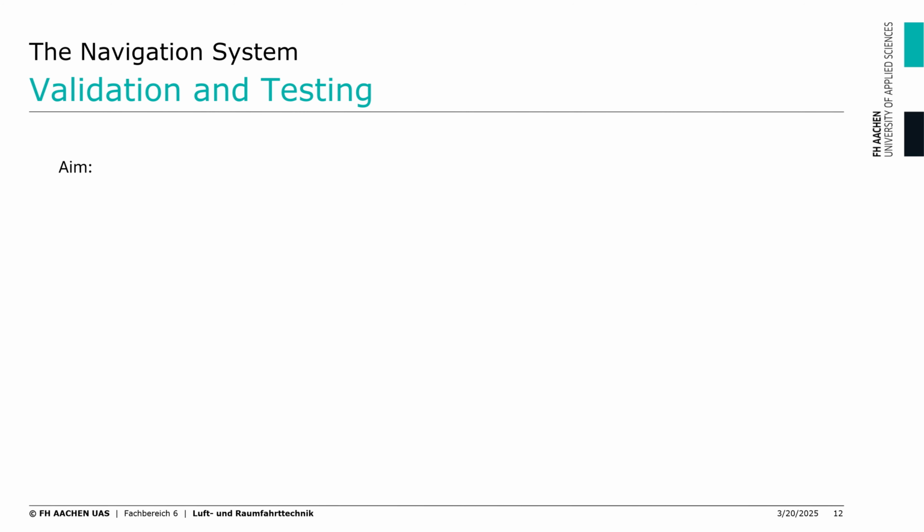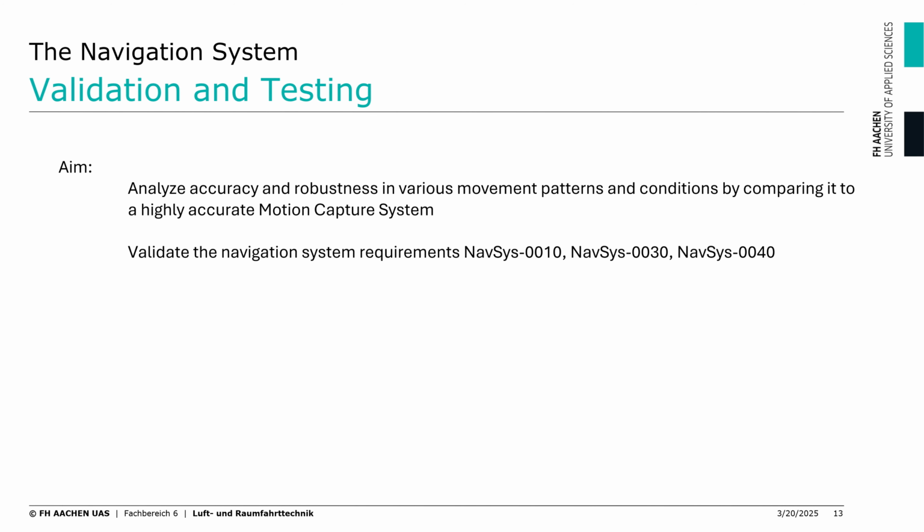Now we come to the validation and testing of the navigation system. First of all, it should be clarified what the aim of the test series is. On the one hand, of course, the performance is to be analyzed with a focus on accuracy and robustness. In addition, the test series also aims to evaluate the specific requirements of the navigation system. To evaluate the performance, the navigation system was compared with a very accurate motion capture system.